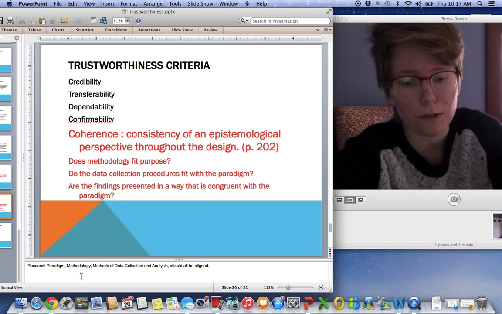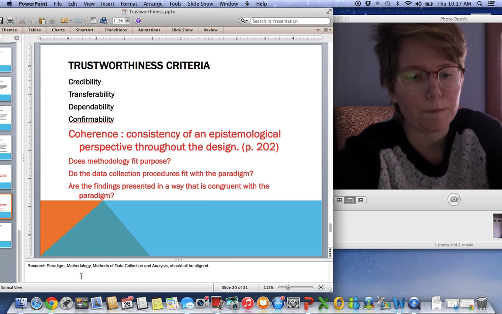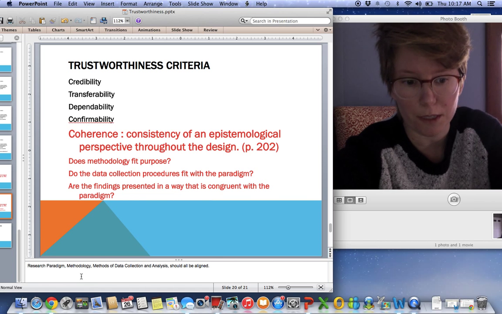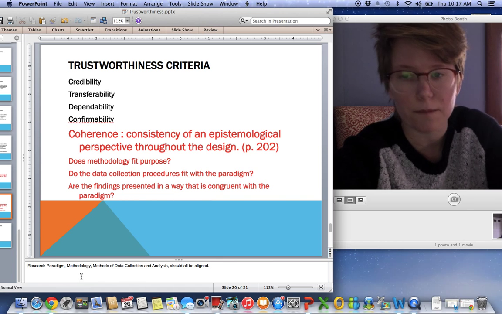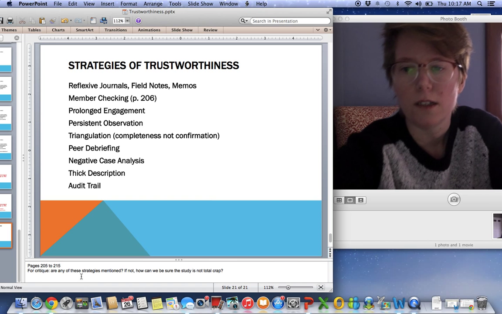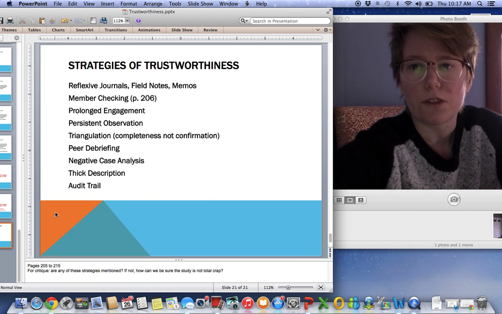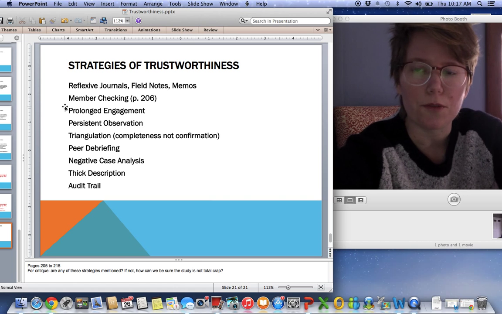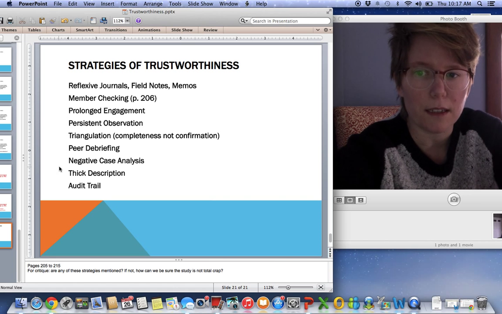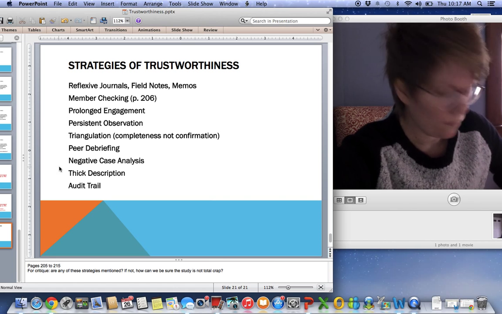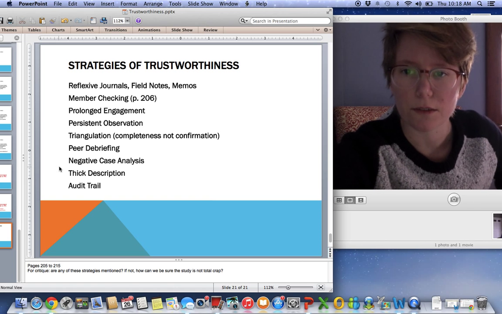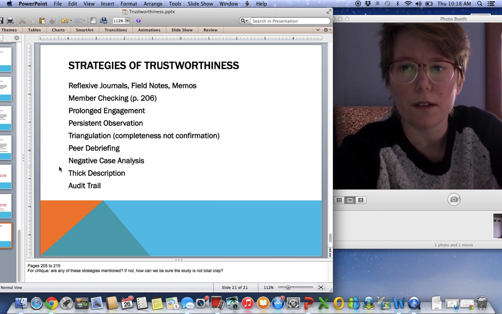I think that's a great way to judge the trustworthiness of a study. Are they telling you what they're doing? Are they being overt and transparent? So then these strategies of trustworthiness, I'm not going to take you through each and every one of these because that would take too long, and the book does a really good job of it. But let's look at them very briefly.